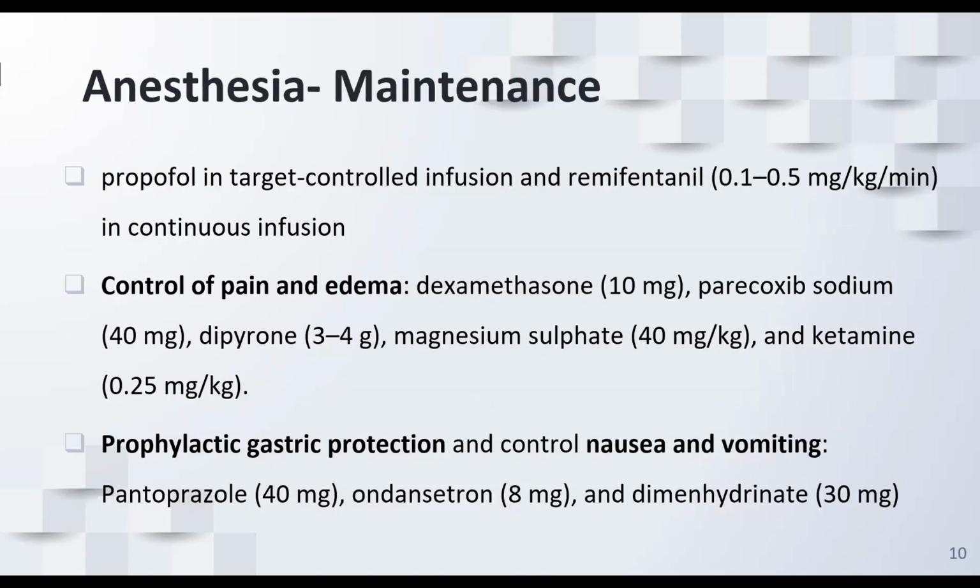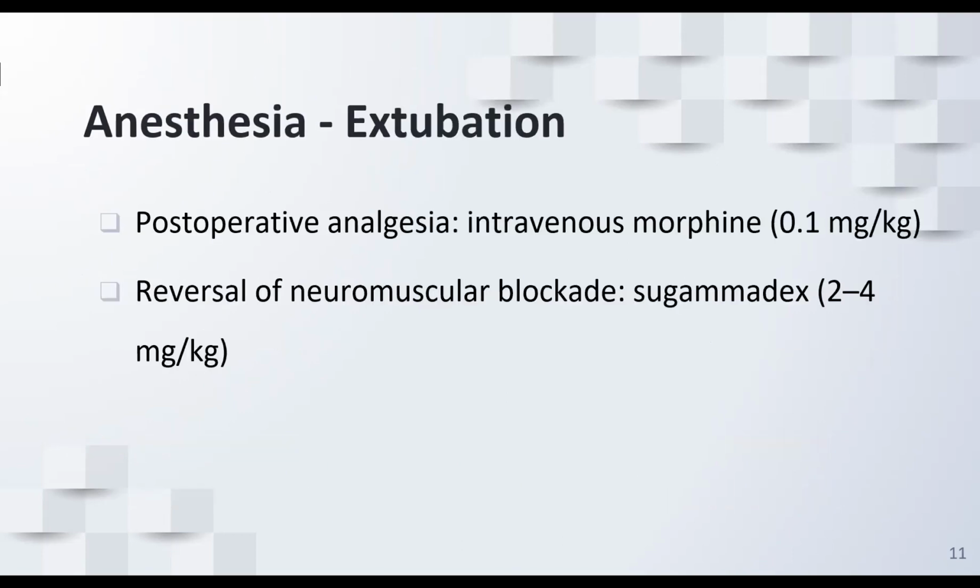They used propofol in a target-controlled infusion. And after induction, they used the following medications for pain, edema control, and the formula for prophylactic gastric protection and control of nausea and vomiting. Prior to the end of surgery, post-operative analgesia was performed with intravenous morphine. And for the reversal of neuromuscular blockade, they used Sugammadex.